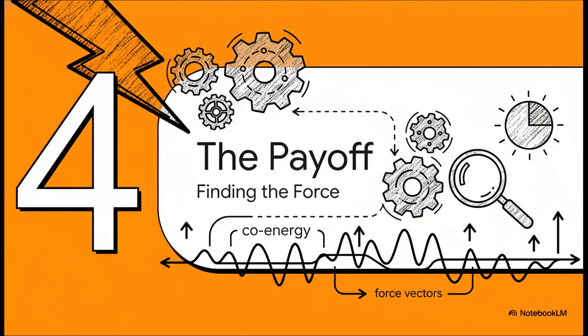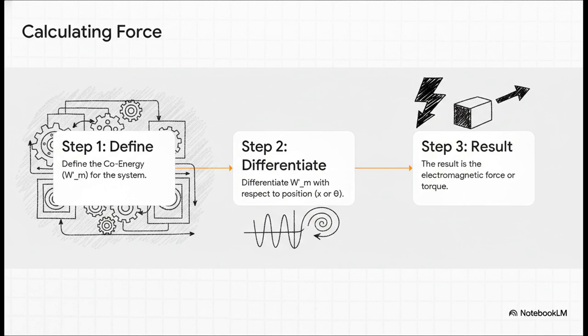Okay, so we've defined our tool, we understand its relationship to energy, now it's time for the payoff. How does this super elegant concept solve our original problem? The whole how do we calculate the force thing. And this is the beautiful part. That whole complex problem gets boiled down to 3 super straightforward steps. Step 1, you define the co-energy for your system. Step 2, you differentiate that co-energy with respect to position. And step 3, the result is the force. It's that clean, it's that simple.